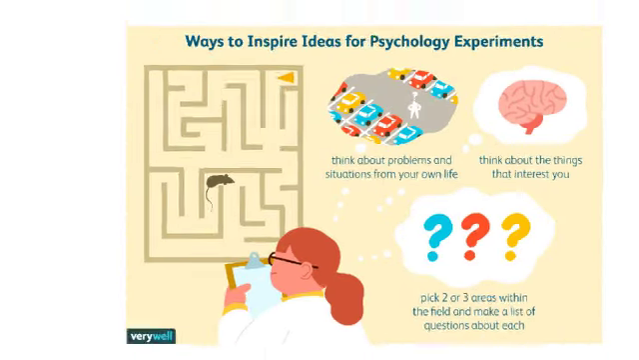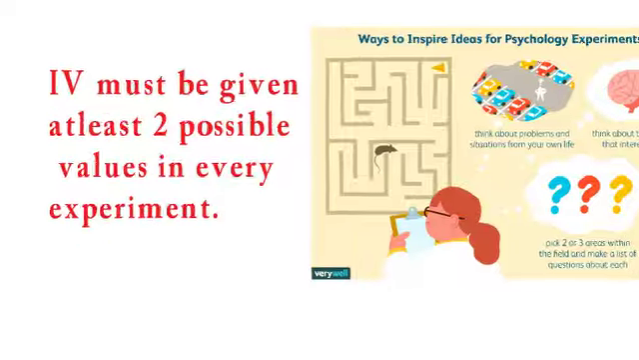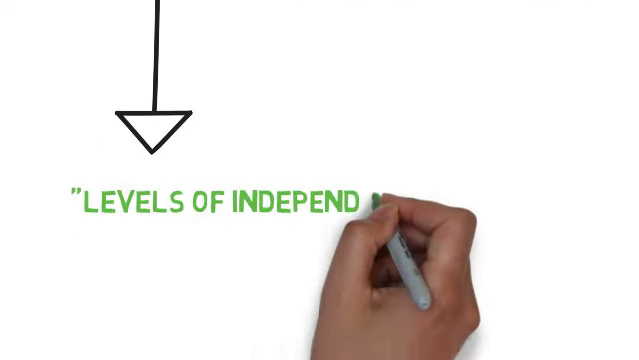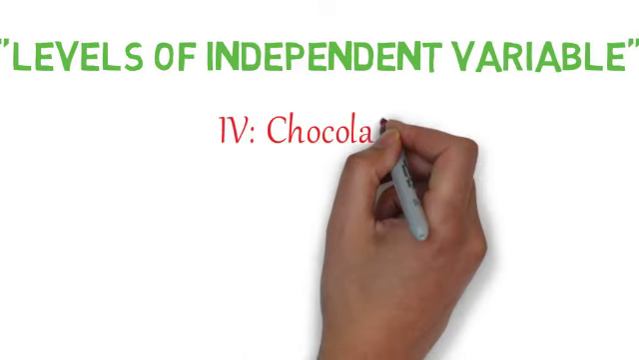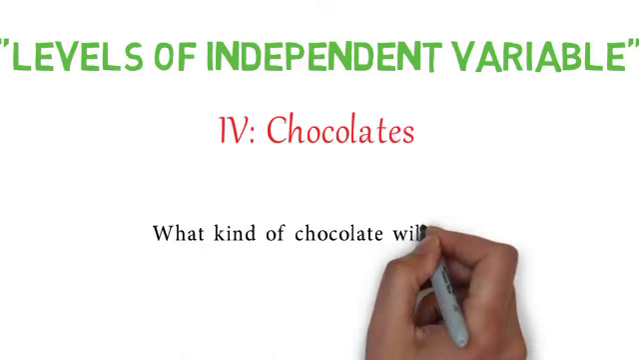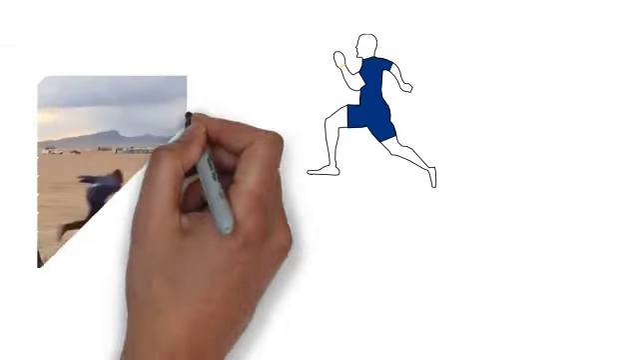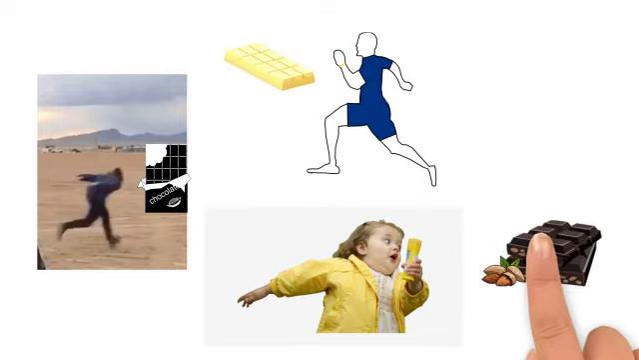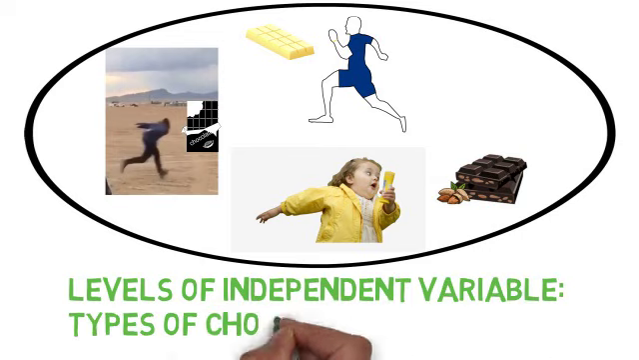In an experimental research, IV must be given at least two possible values in every experiment, and these values are called levels of independent variable. Example class, ang IV ko ay chocolates. Gusto kong malaman kung ano kayang klaseng chocolate ang mas magbibigay ng energy sa mga athletes. Ang mga binigay ko sa kanila ay white chocolate, dark chocolate, and chocolate with nuts. So itong mga ito ang ating levels of IV.